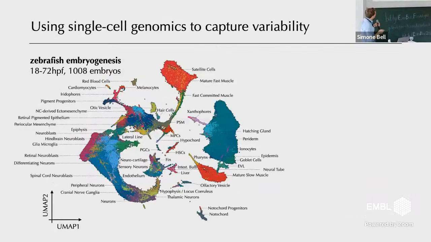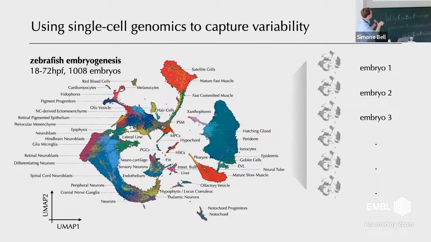So just going back to this one more time, I really want to hammer home that underneath this UMAP, there are like 1,000 individual UMAPs representing each individual embryo. That's what's new about this kind of data.